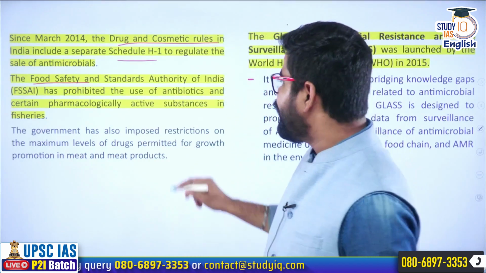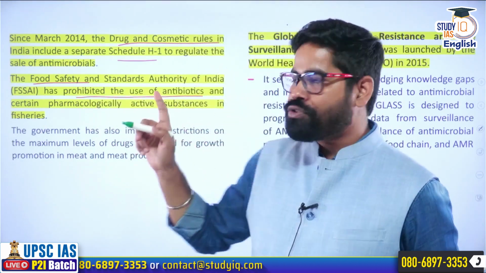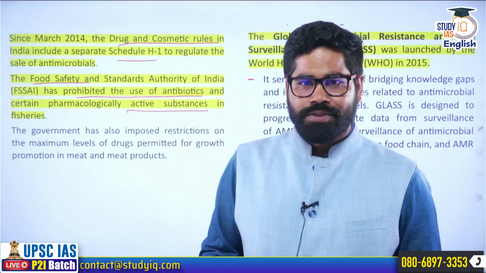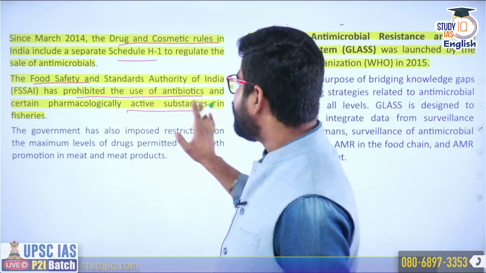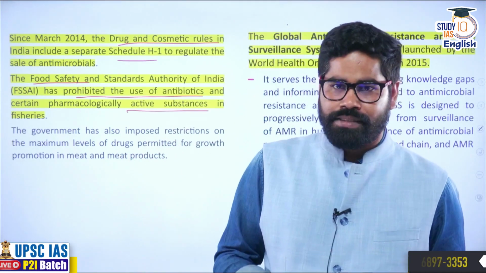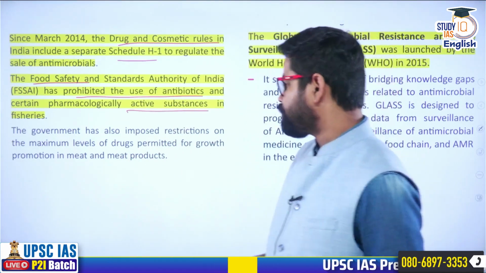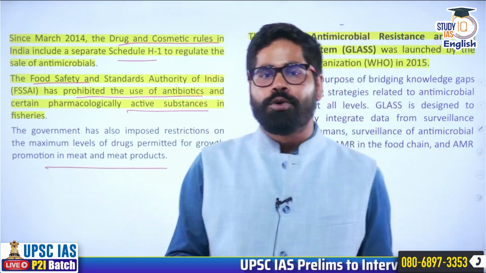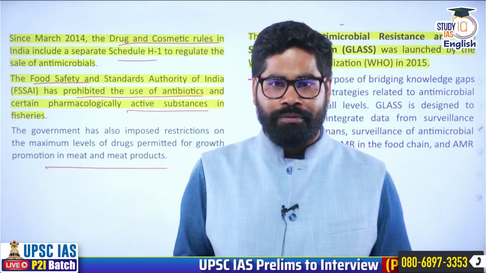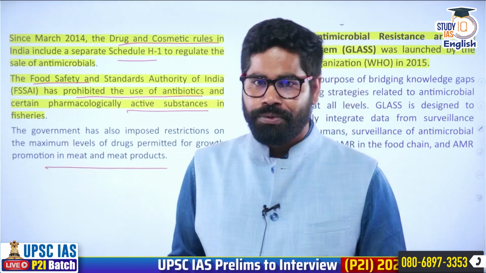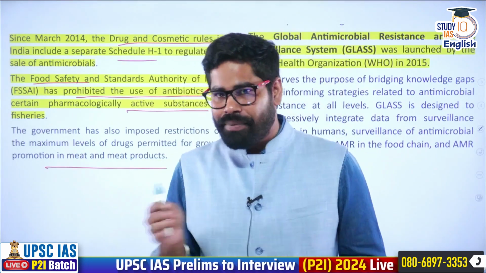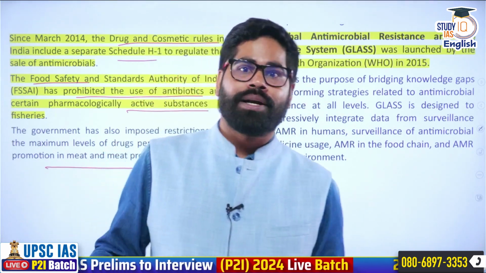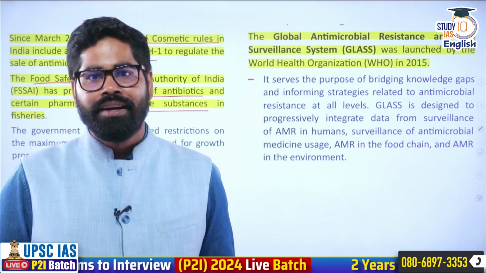Then we have the Food Safety and Standards Authority of India also. What has it done? It has prohibited the use of antibiotics in fisheries. So in the fisheries, it has prohibited some of the antibiotics. Then, even in meat and meat products, the government has imposed restrictions on the maximum level of the drugs which can be used there. So we have been adopting that One Health approach where we are not just looking at humans, but also the other organisms in our environment.